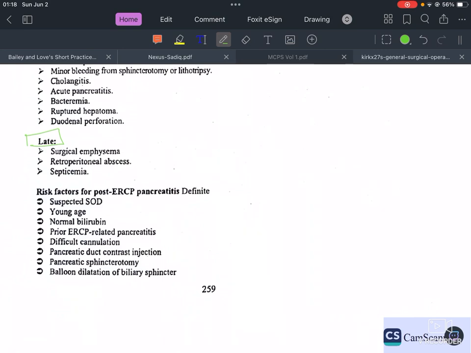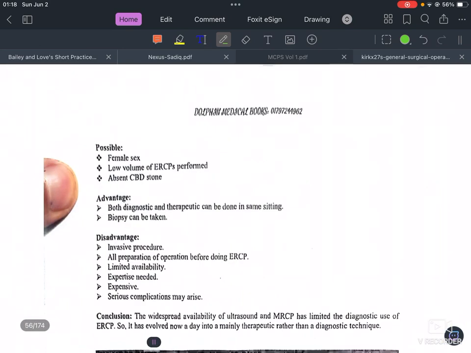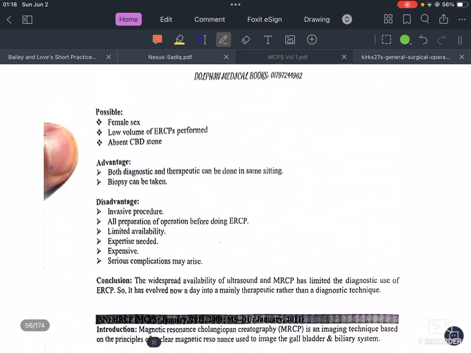Suspected sphincter of Oddi dysfunction, young age, normal bilirubin, prior ERCP related pancreatitis, difficult cannulation, pancreatic duct contrast injection, pancreatic sphincterotomy, balloon dilatation of biliary sphincter. Possible: female sex, low volume ERCP performed, absent CBD stone.